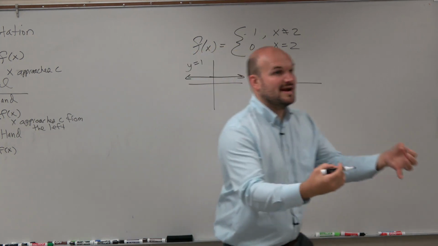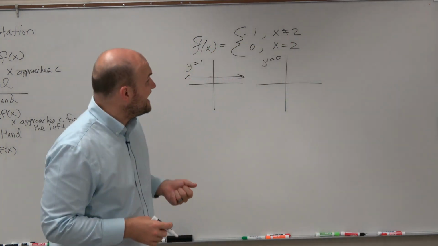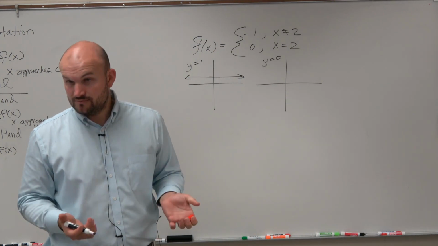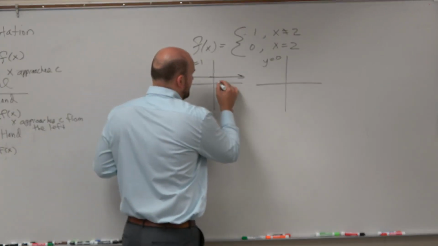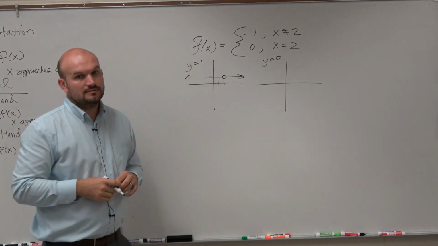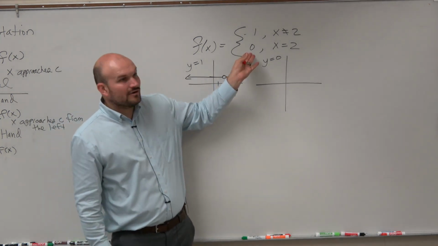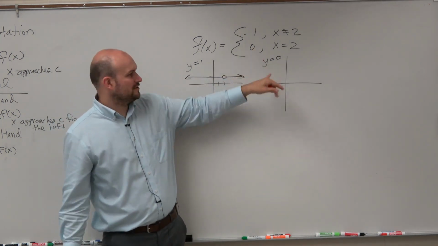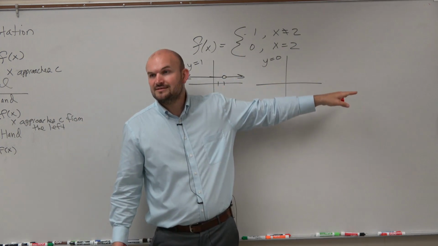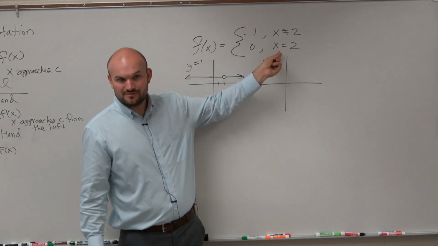However, there is a constraint. It says graph y equals 1, but x cannot equal 2. So therefore, there's going to be a little hole. OK? Now the next one is 0. So graph y equals 0. Well, that's going to be like the x-axis, right? But it says only graph it when x is equal to 2.